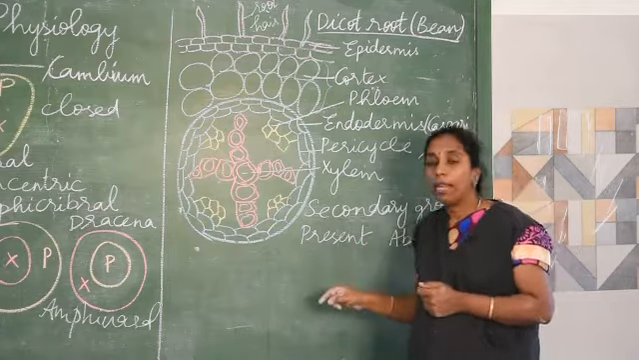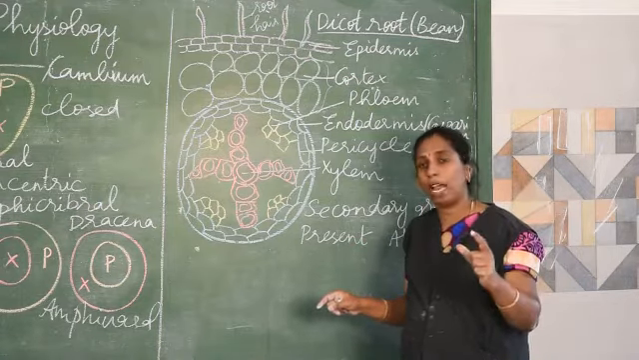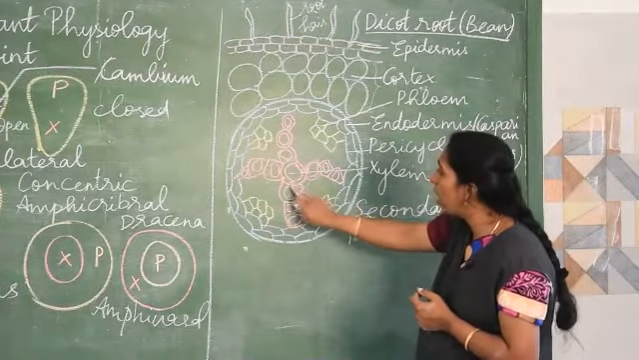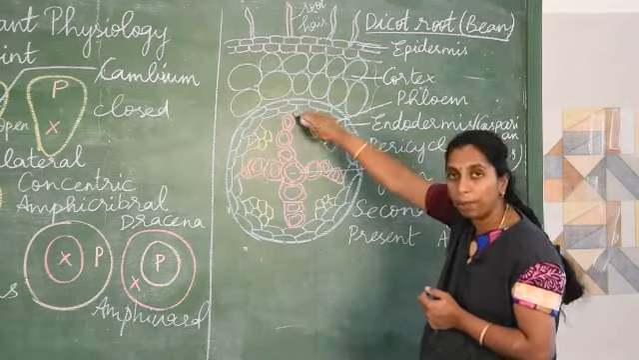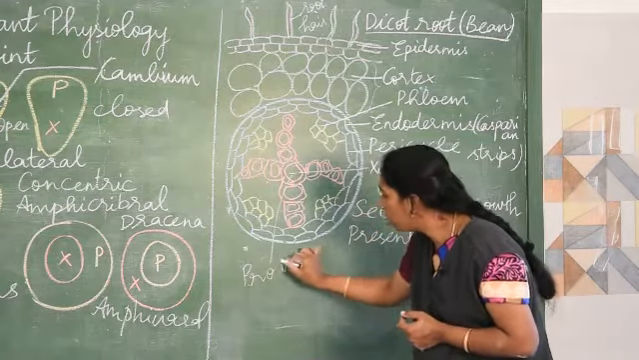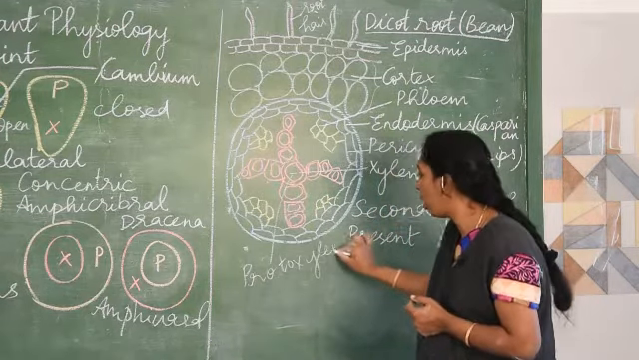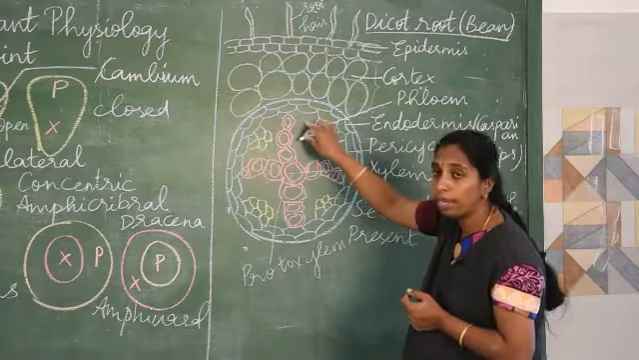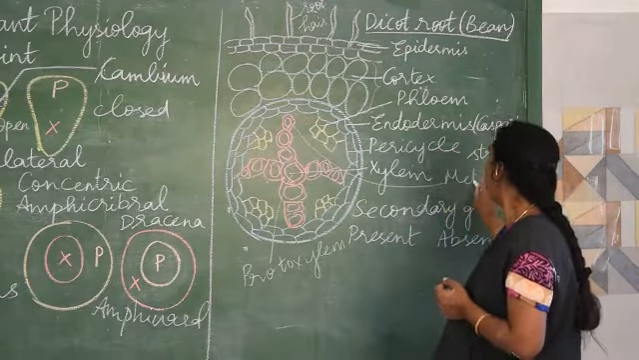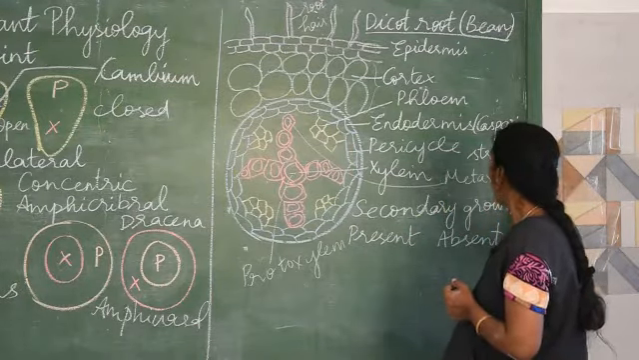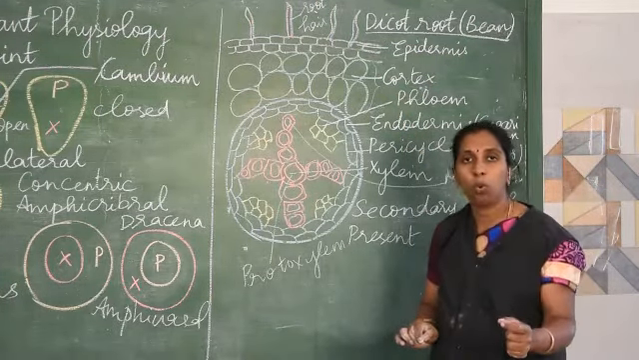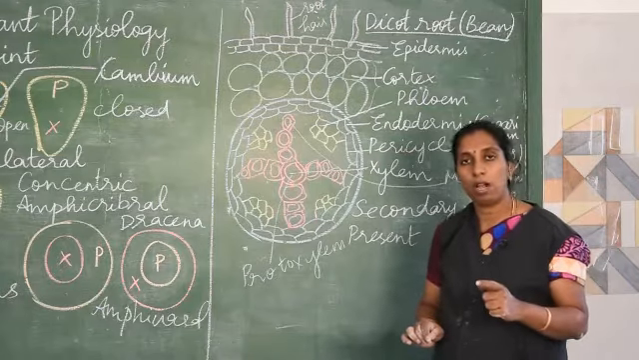So here, this xylem is of two types, protoxylem and metaxylem. See here, the cells are larger in size compared to this cell. So this one is called protoxylem. What is the cell called? Protoxylem. And the cells which are smaller in size are called metaxylem. Protoxylem and metaxylem.